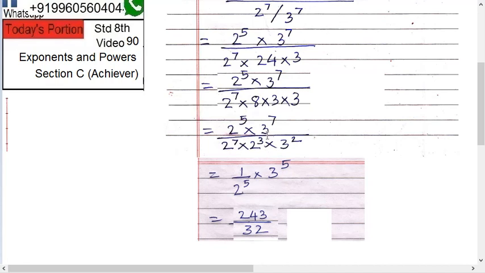So bring this 5 below. It becomes 10 minus 5. So 2^5. So what remains? 3^5 upon 2^5. And that is what? 243 upon 32. What is 243? 3^5 is 243. 2^5 is 32.